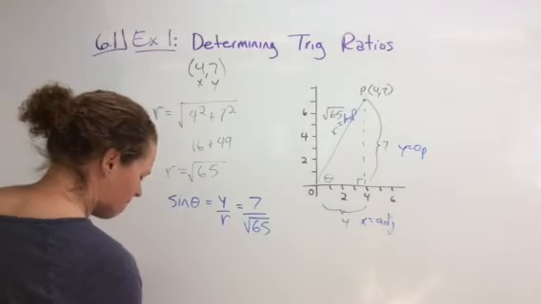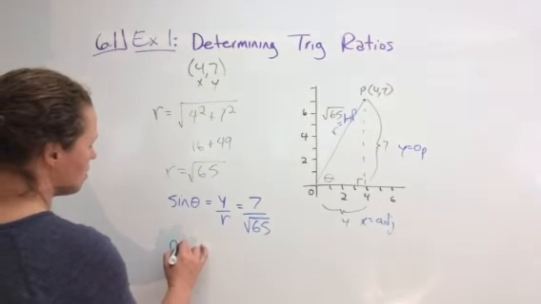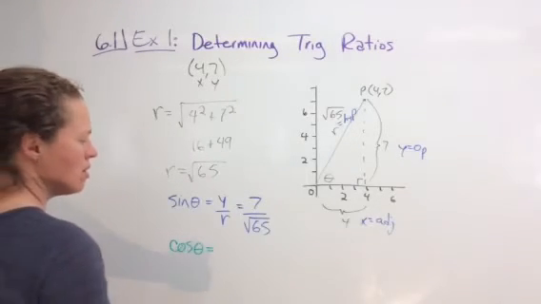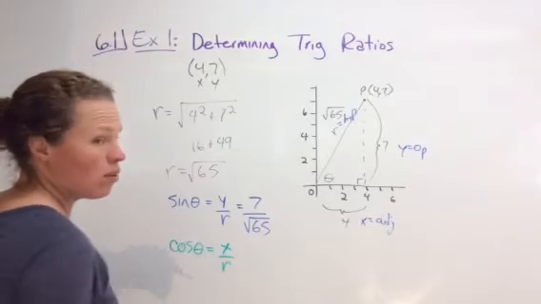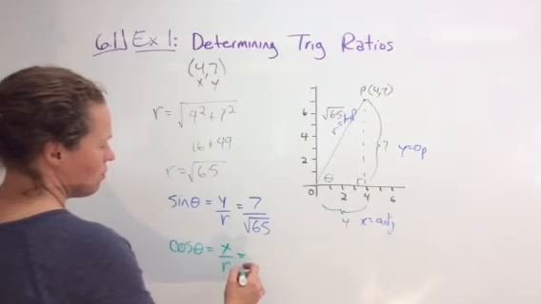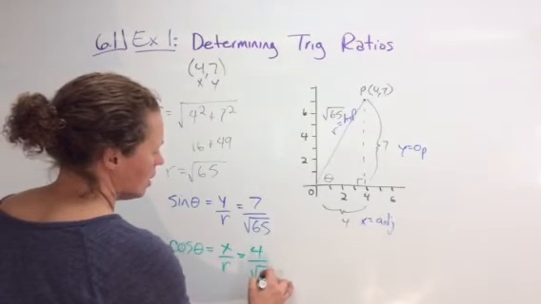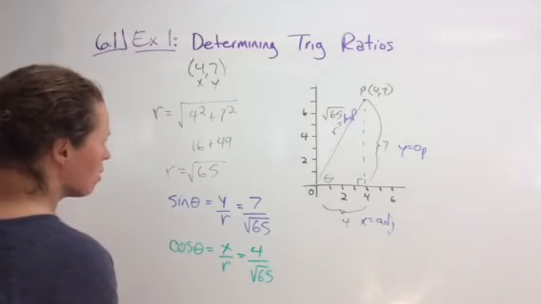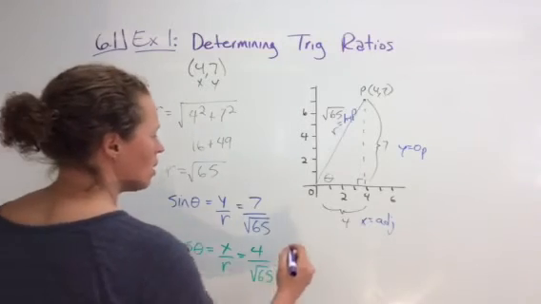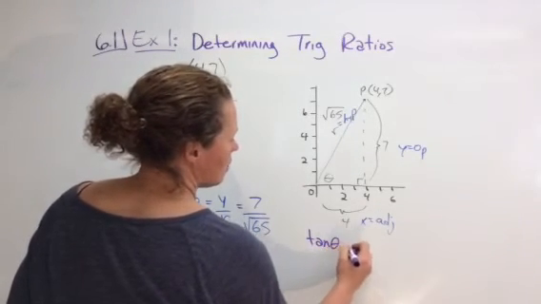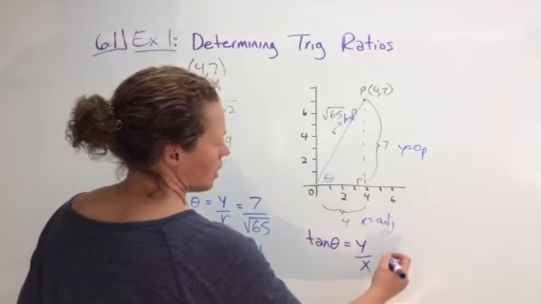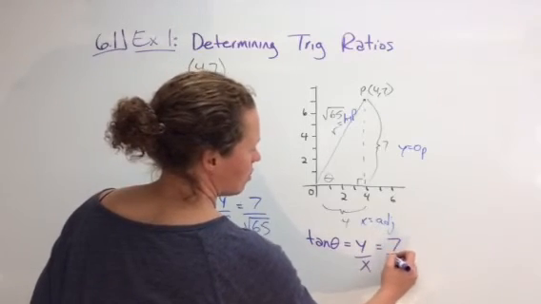So we move on. Let's do cos. Cos of theta is adjacent over hypotenuse, so it's going to be x over r. Always in standard position, always you can use these patterns. So x is 4 over the square root of 65. Now, the only one left to do is tan. And tan of theta is opposite over adjacent, so y over x. Tan is y over x, which in this case is 7 over 4.